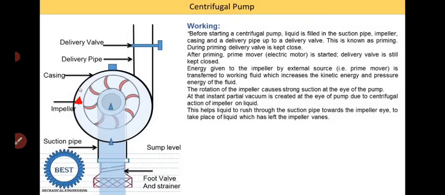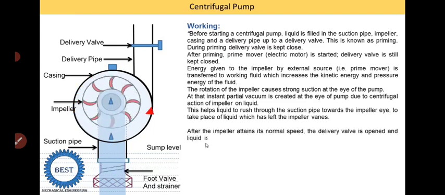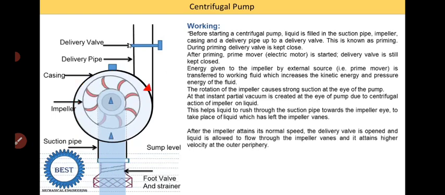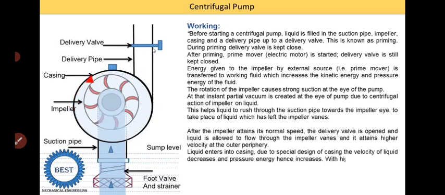Then after, water is coming in the impellers. So water is circulated in this pipe, in this casing, and so it is rotated. After the impeller attains the normal speed, the delivery valve is opened. Means this valve is open and the liquid is allowed to flow through these impeller vents, and it attains a higher velocity at the outlet periphery.